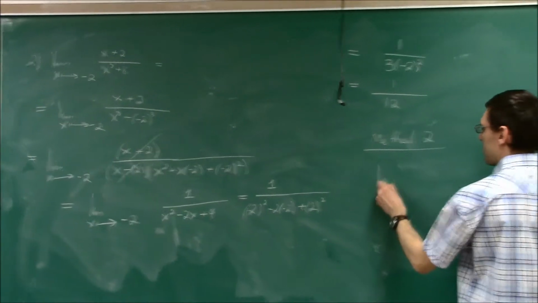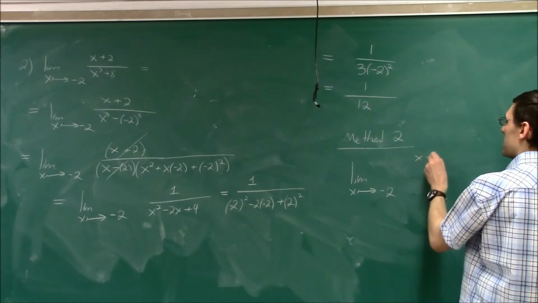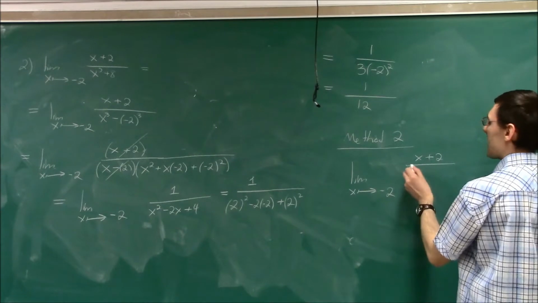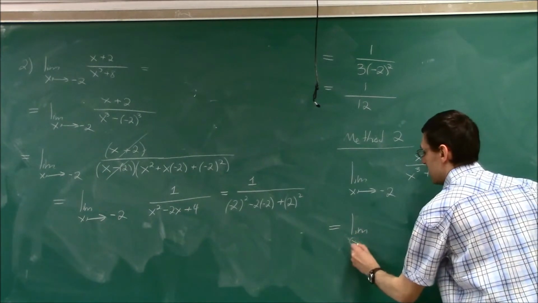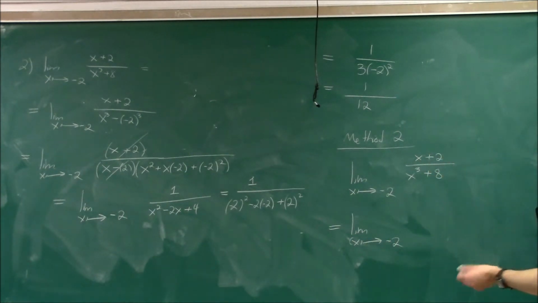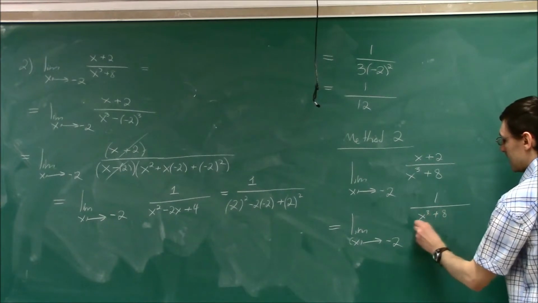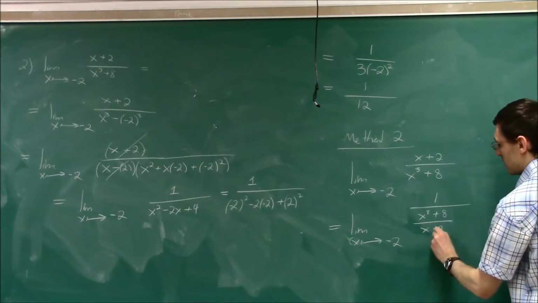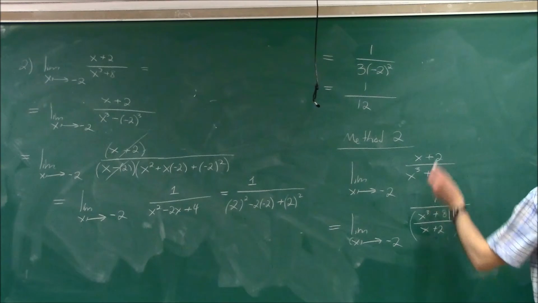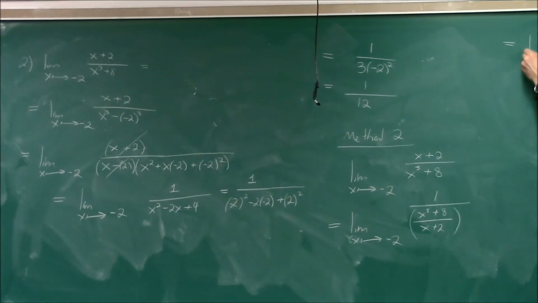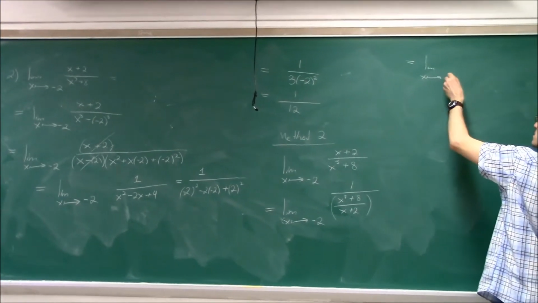Notice that the limit we have at hand looks very reminiscent of the derivative. This is the limit as x goes to minus 2 of 1 divided by x cubed plus 8 divided by x plus 2. And if you look at this expression, it is the quotient that represents the slope of the secant line.